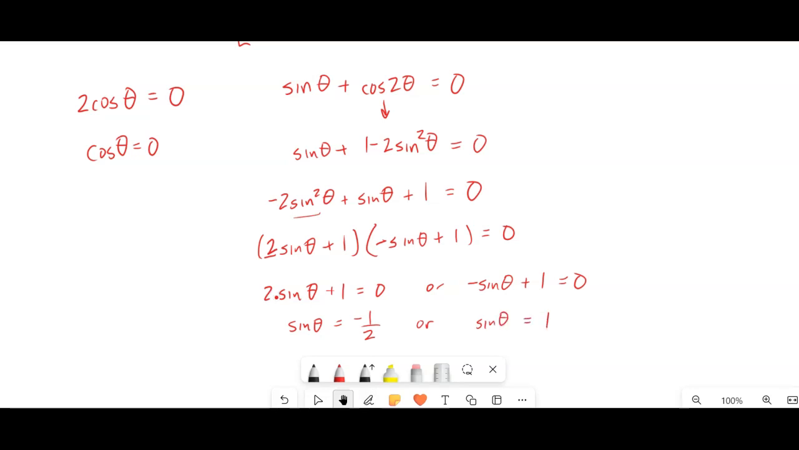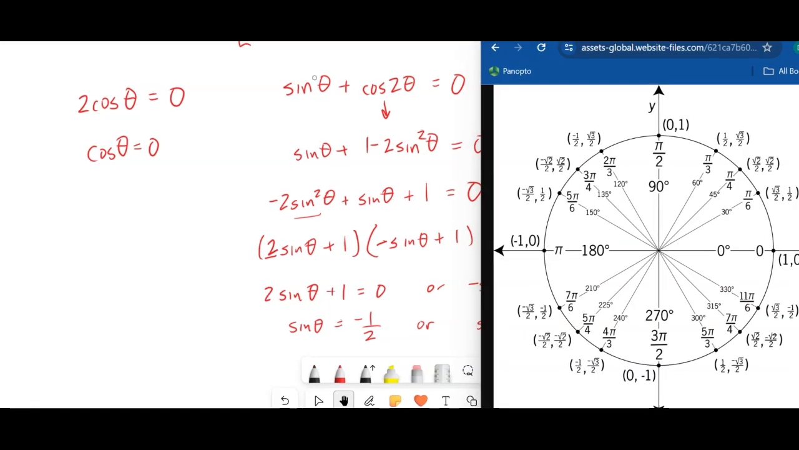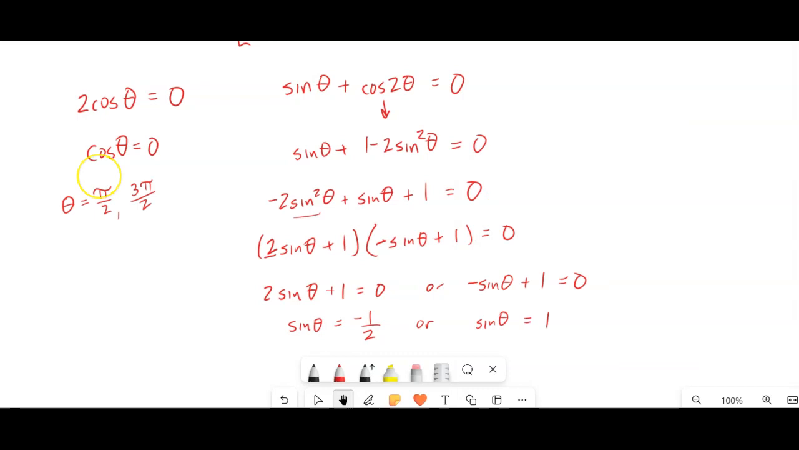Alright, and now we look at all our possibilities. On the unit circle, I need to find where cosine is equal to 0. Cosine is the x-coordinate, so that happens at pi over 2 and 3 pi over 2. So there's our first two choices, and that comes from the cosine function.